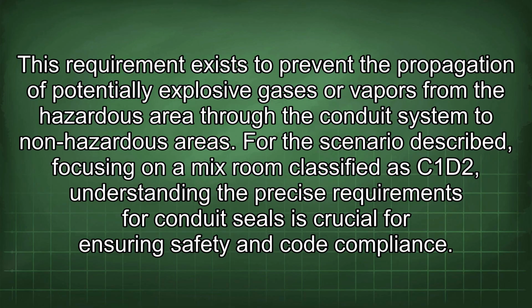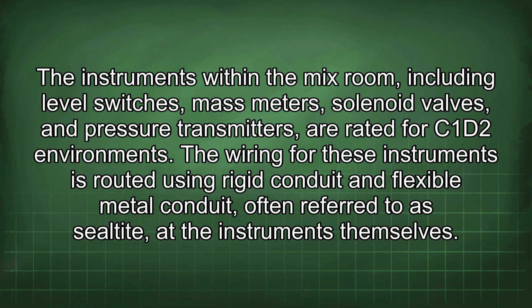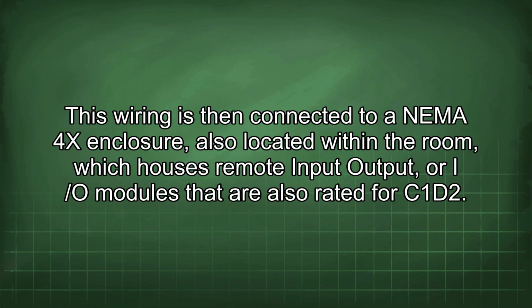For the scenario described, focusing on a mixed room classified as Class 1 Division 2, understanding the precise requirements for conduit seals is crucial for ensuring safety and code compliance. The instruments within the mixed room, including level switches, mass meters, solenoid valves, and pressure transmitters, are rated for Class 1 Division 2 environments. The wiring for these instruments is routed using rigid conduit and flexible metal conduit, often referred to as cell-tight, at the instruments themselves. This wiring is then connected to an M4X enclosure, also located within the room, which houses remote input-output, or I/O modules that are also rated for Class 1 Division 2.